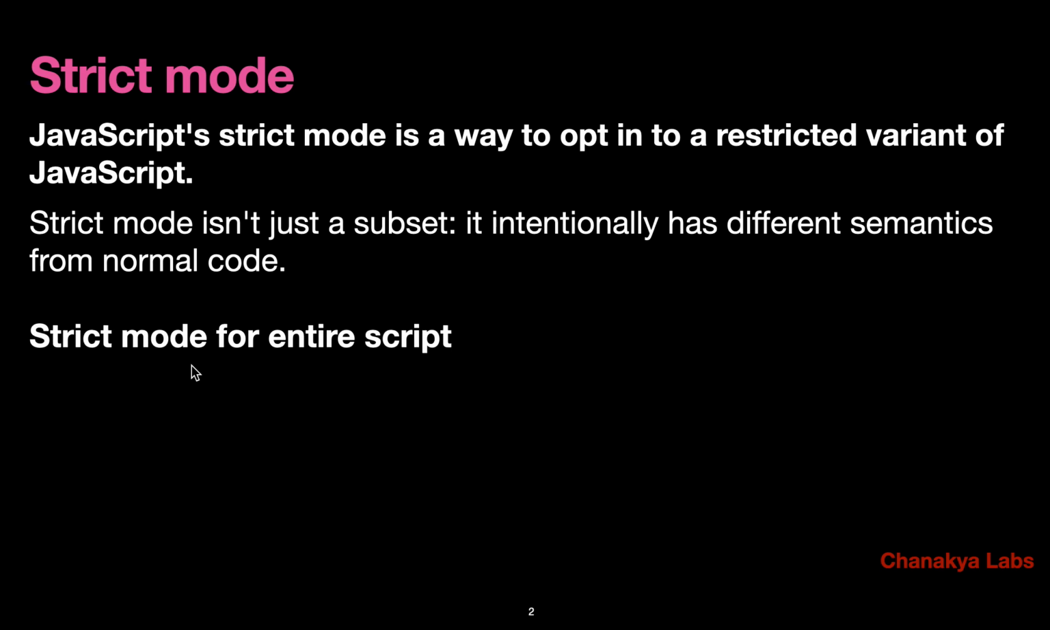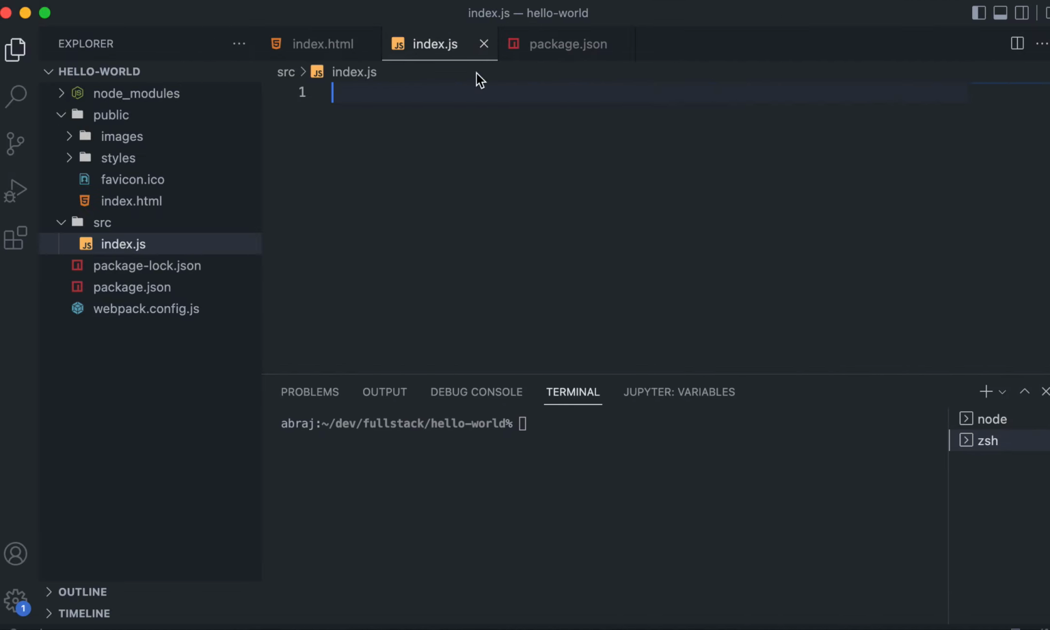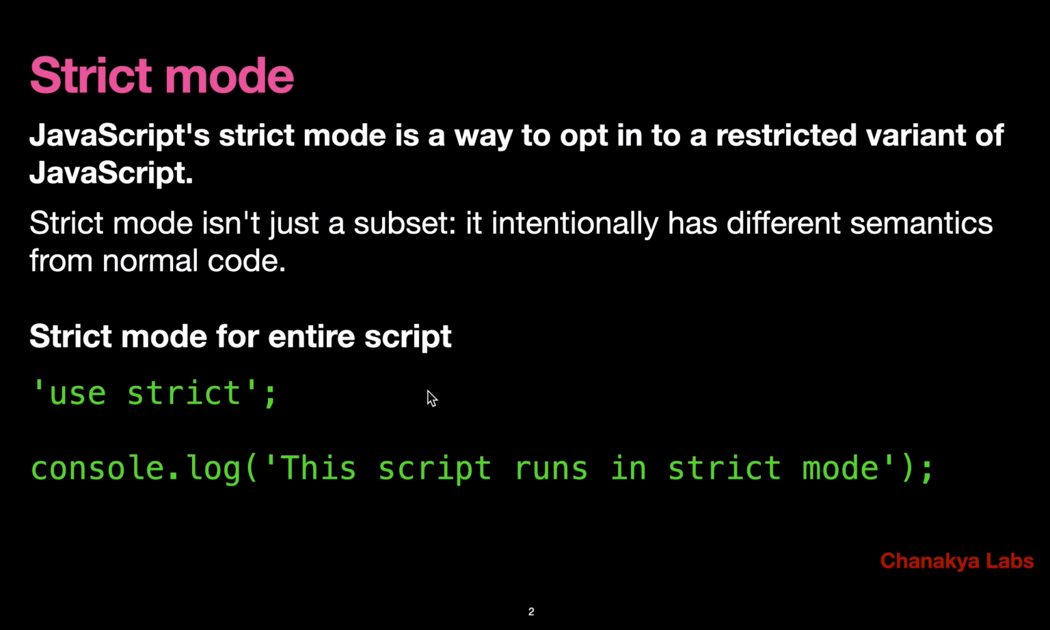Strict mode can be applied at many places and in many ways. One of the most common ways is to use strict mode for the whole script. Let's say we have a script, this index.js, and some code is there. Let's say let x is equal to 5, and log x. This is our piece of code, which is running fine. And let's say we want to enable strict mode for this whole script. In order to do that, we use this syntax.